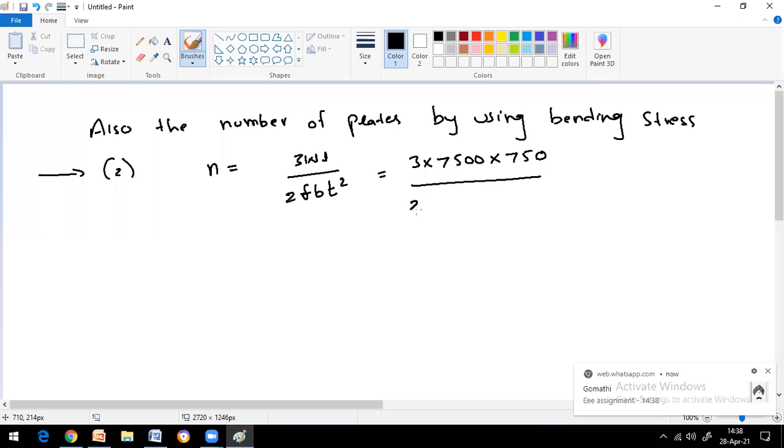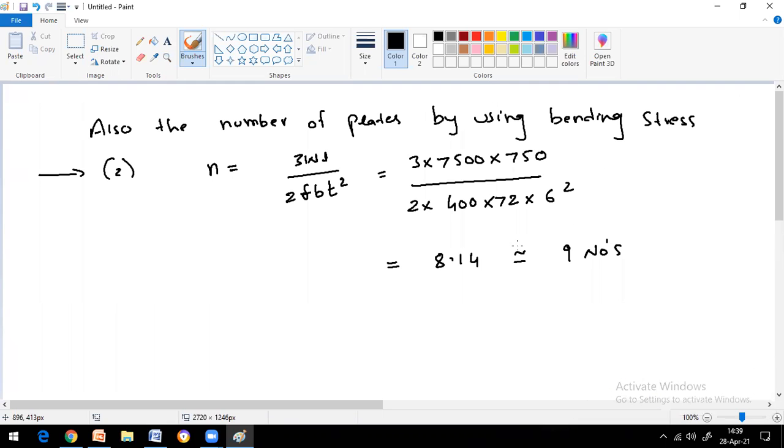By 2 into, what is the bending stress value? 400. And what is your B? Width of the plate is 72 into thickness 6 squared. Calculate this, you will get around 8.14, so you can make it 9 numbers. Understood? So now your spring is supposed to be connected with 9 plates like this.